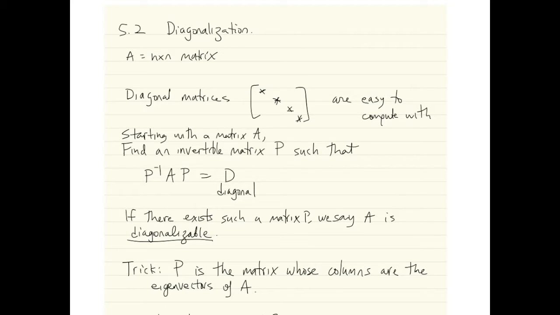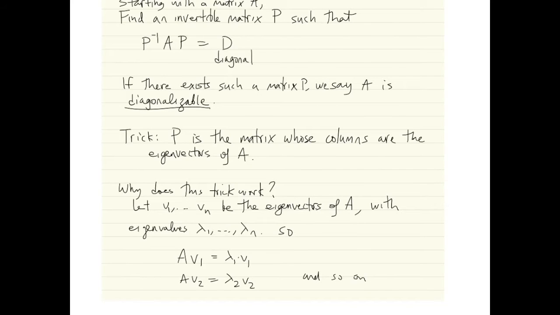Now, it won't always be possible, but if there exists such a matrix P, then we say that the matrix A that we started with is diagonalizable. Now, the trick to cook up P is that P is going to be the matrix whose columns are the eigenvectors of A. Now, let's see why this trick works.